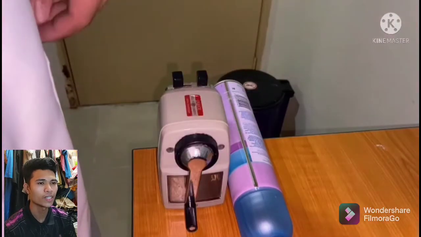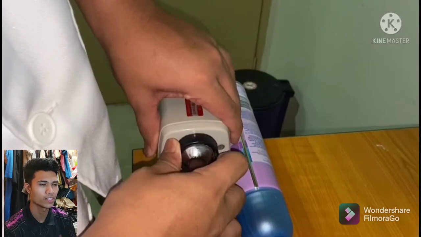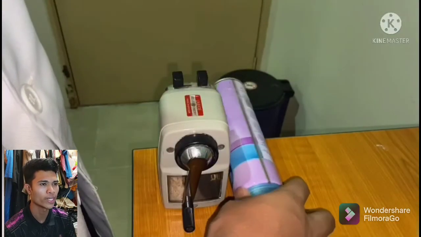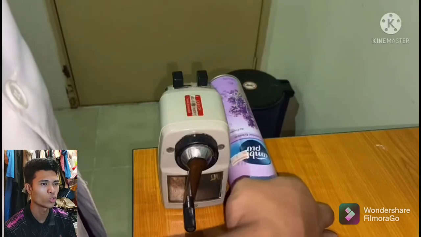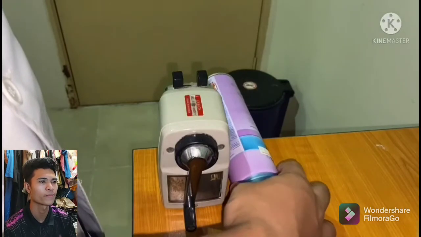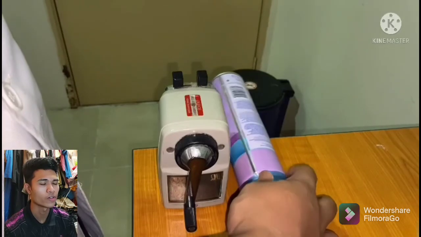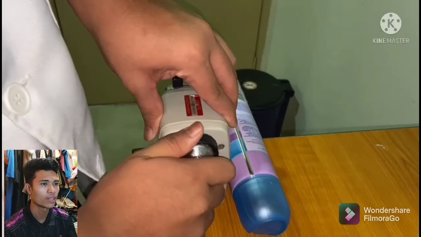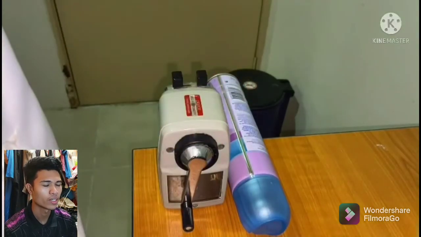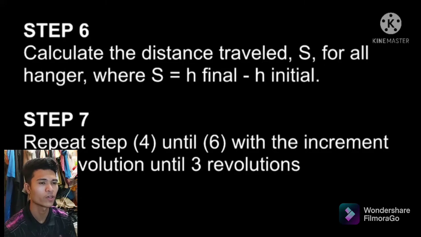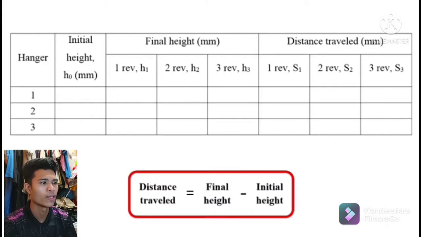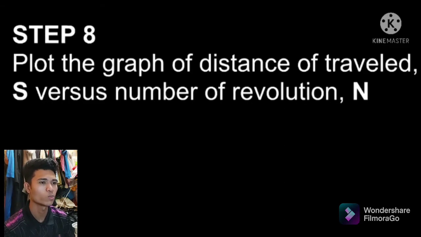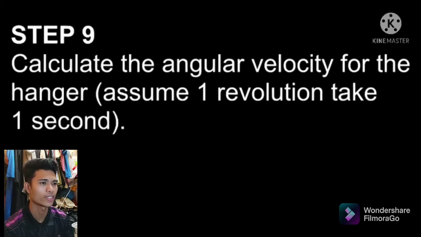Step 6 is calculate the distance travel, which is S, for all the hangers, where S is equal to H final minus H initial. Step 7 is repeat step 4 until 6 with the increment of 1 revolution until 3 revolutions. The next step is plot the graph of distance of travel, S, versus number of revolutions, N. The last step is calculate the angular velocity for the hanger, which assumes 1 revolution takes 1 second.